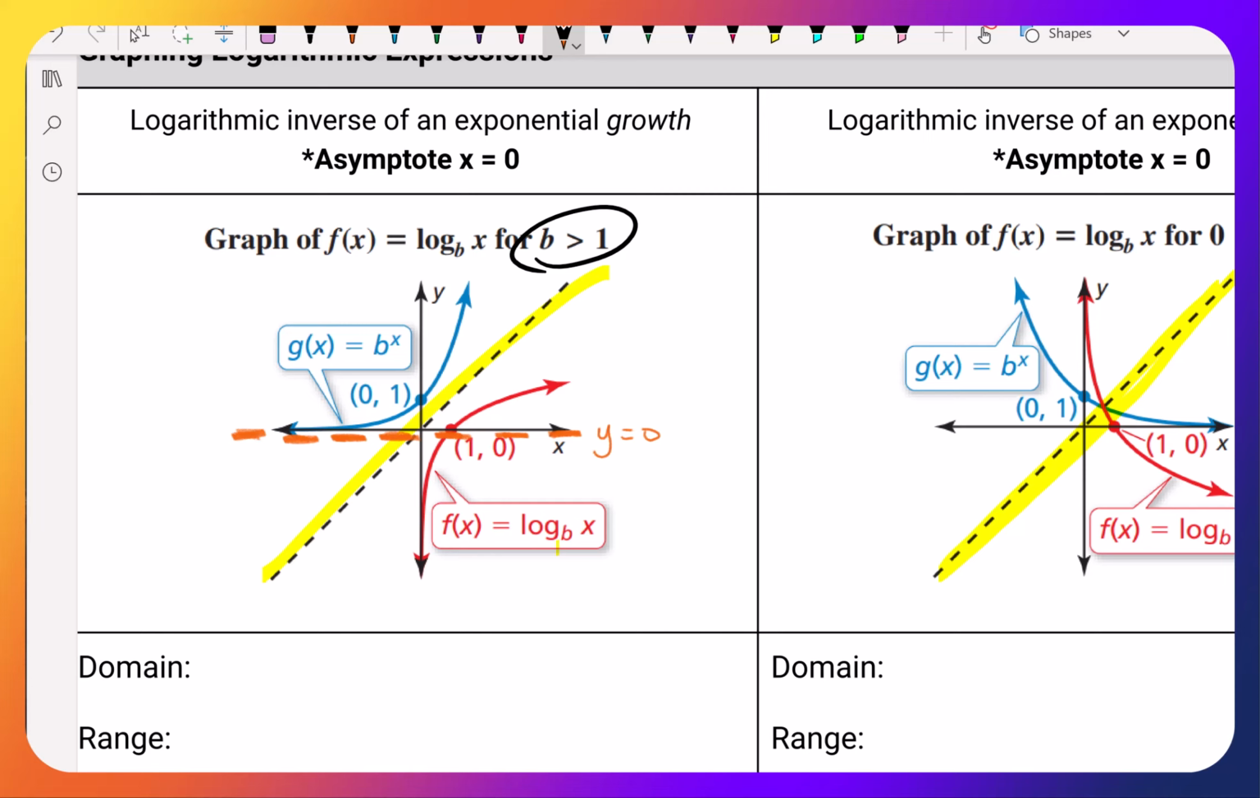Inverses are going to swap. So instead of y equals 0, it's going to wind up being x equals 0. So let's focus on, let me get rid of everything. Let's focus on the red line. Now I'm going to change it to green this time.